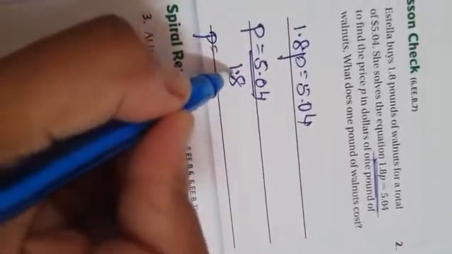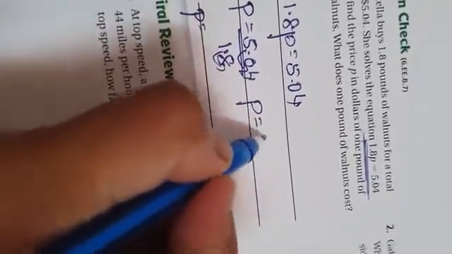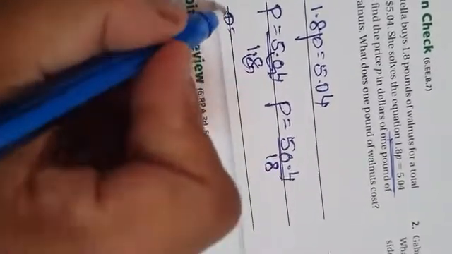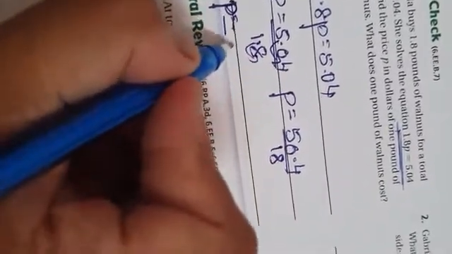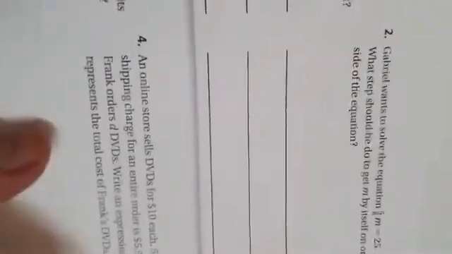So you will move the decimal one place. Again here you will move. Which means you will have to divide 50.4 by 18. So if you divide 50.4 by 18, you will be getting the answer 2.80.